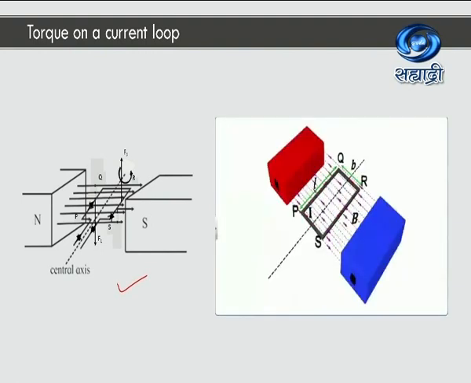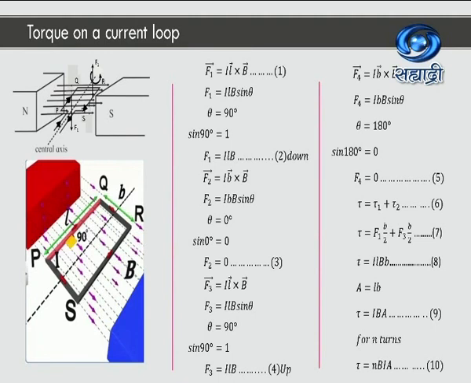Let us understand in the following slides. The same diagram I have taken here, and I have taken one important position of the video that I have already shown you. What is it? In this case, for the position of this rectangular loop PQRS of length L and breadth B, I have the plane of the rectangular loop parallel to the magnetic field.